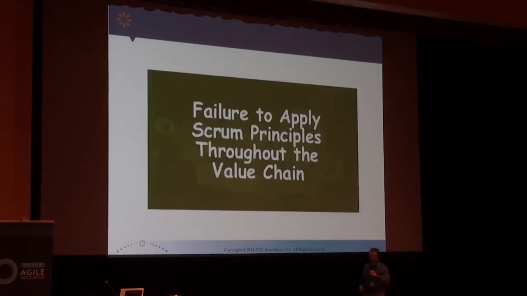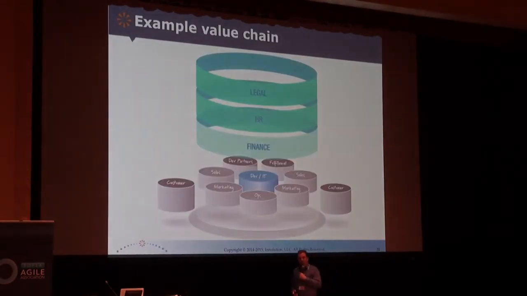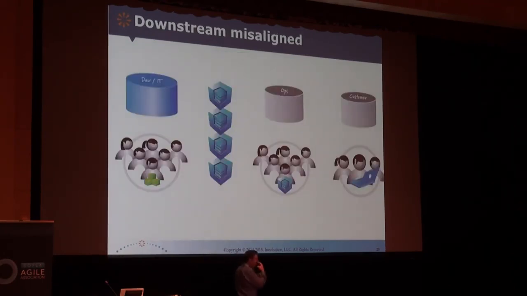Oh, sorry. Let's go to the second part. What about Agile through the value chain? This is what I mean by the value chain. Here's us, typically the development, the IT organization, but we're surrounded by a lot of other groups, especially if you're in a larger company, and maybe they're not Agile. What kind of problems does that cause? Well, think about an obvious one.